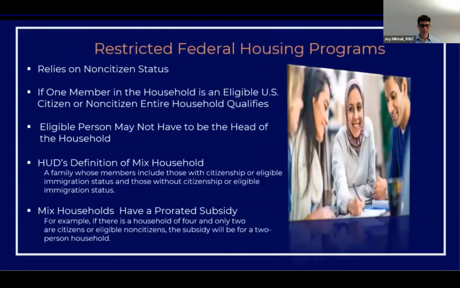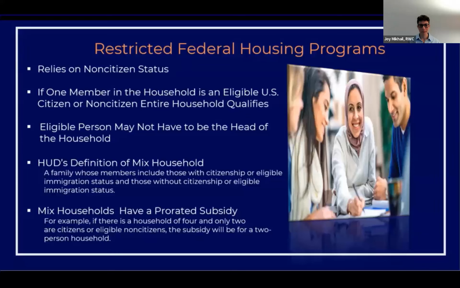So let's talk a little bit more about restricted federal housing programs. With restricted housing programs, the entire household may apply if one household member is a U.S. citizen or an eligible non-citizen. The eligible person may not have to be the head of the household, and it depends on the housing program. So each program is slightly different.